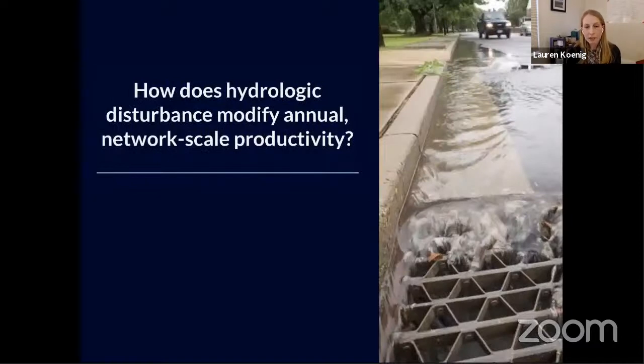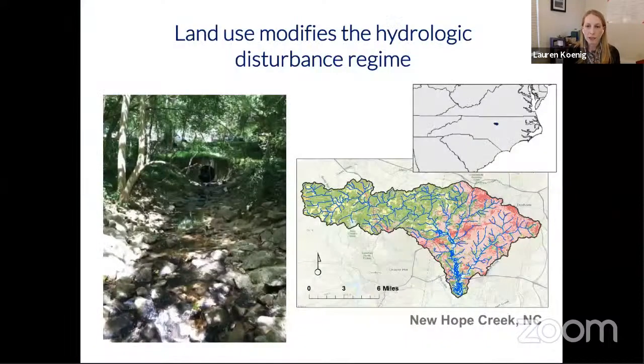Okay, so beyond thinking about potential productivity, I'll wrap up the talk today by considering how this next constraint of hydrologic disturbance further modifies annual network scale productivity patterns. And so for this part of the talk, I'm really focusing on one watershed, the New Hope Creek watershed in North Carolina. And so to start to address this question, we're creating a network simulation.